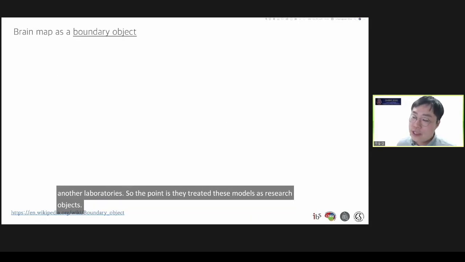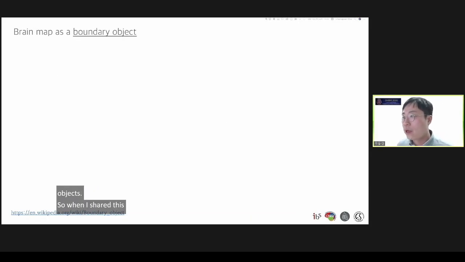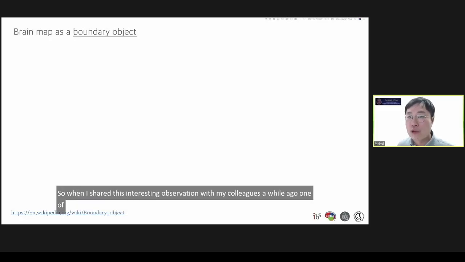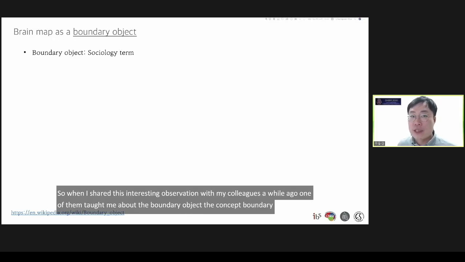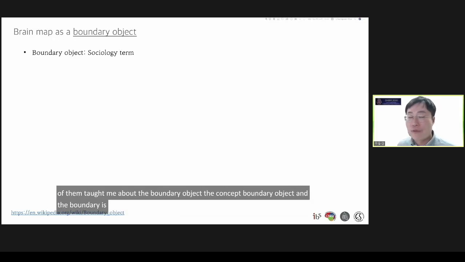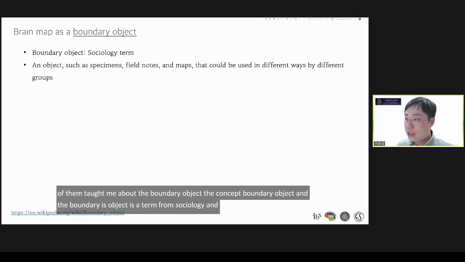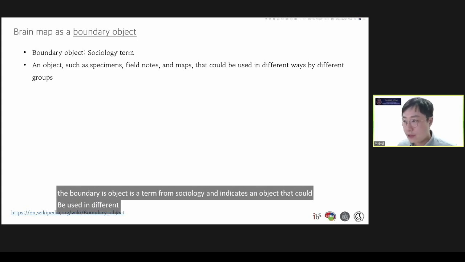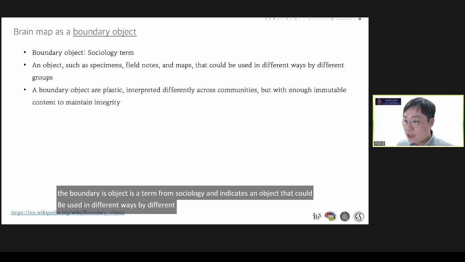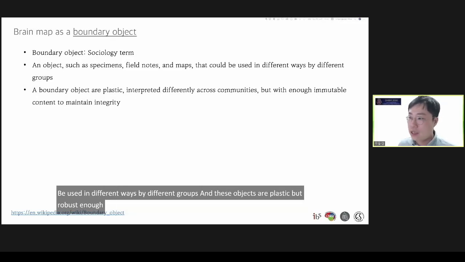So when I shared this interesting observation with my colleagues a while ago, one of them taught me about the concept of the boundary object. And the boundary object is a term from sociology, and it indicates an object that could be used in different ways by different groups, okay? And these objects are plastic, but robust enough to maintain their integrity.